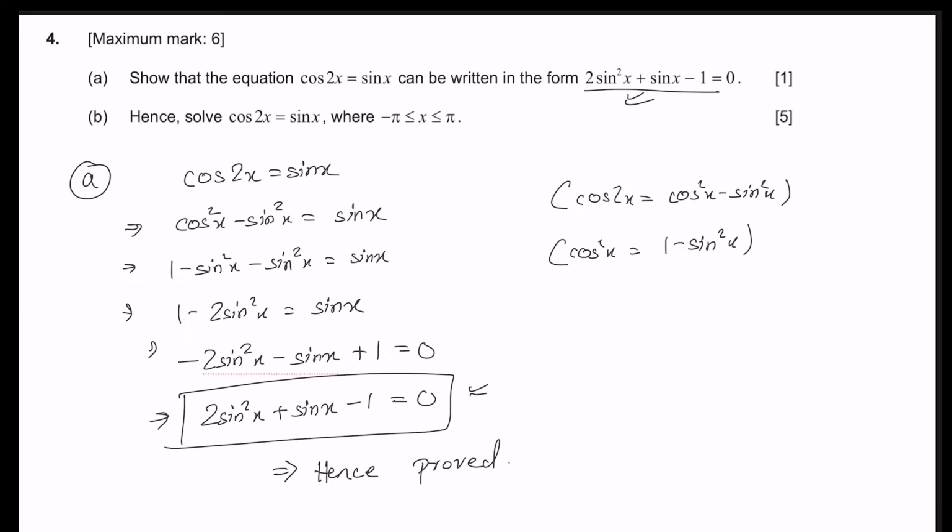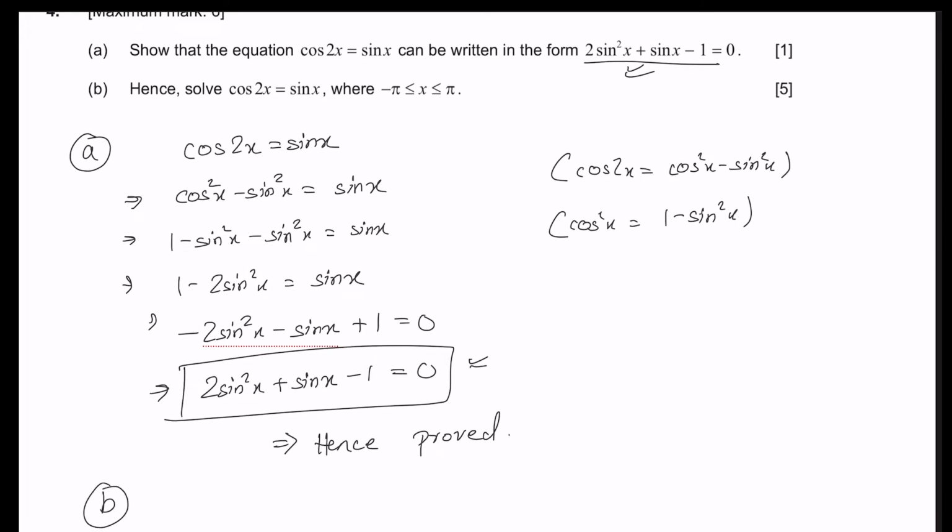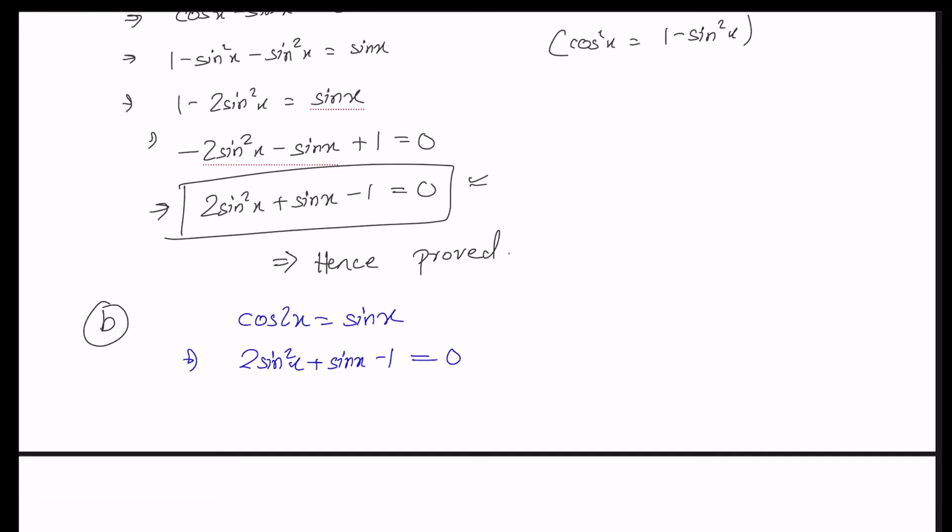Right. Now we need to solve this equation cos 2x equals sin x for the domain minus pi to pi. So cos 2x equals sin x. This equation can be written as 2 sin square x plus sin x minus 1 equals 0. We just proved it in part A. Now to solve this equation, we'll take sin x as t. So this equation becomes 2t squared plus t minus 1 equals 0.